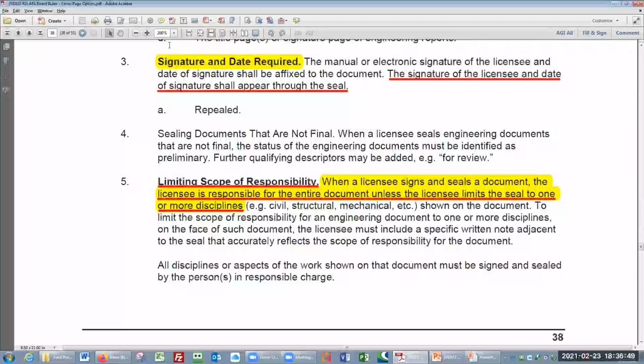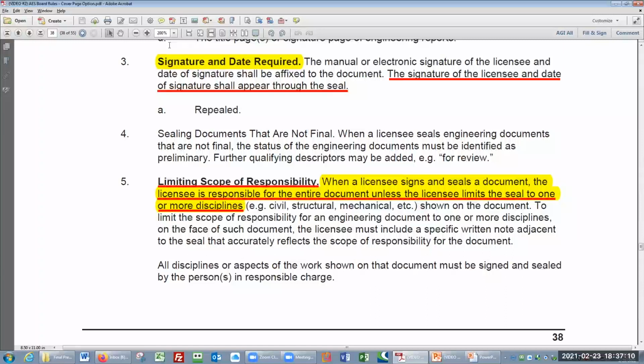The manual or electronic signature of the licensee and date of signature shall be affixed to the document. Well, that's been there for years and years. Here's the big one that I see people miss a lot. The signature of the licensee and date of signature shall appear through the seal. Doesn't mean next to it. Doesn't mean close. It says through the seal.